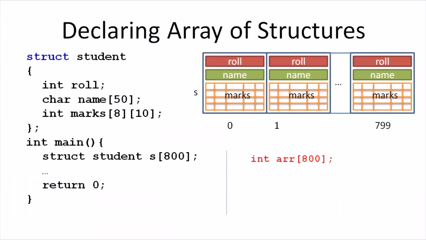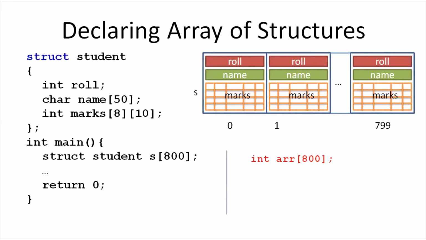Now, in order to declare an array of integers, we simply write int arr[800]. That itself creates a static array arr of type integer, which has 800 cells. Similarly, in order to create an array of structures, we simply write the user-defined data type followed by the name of the array and the size of the array.